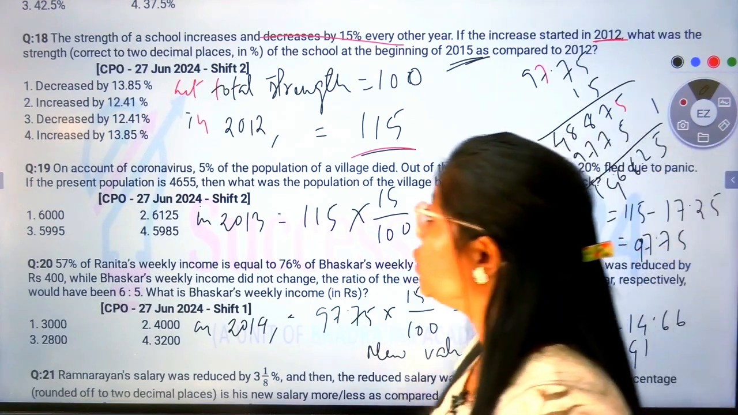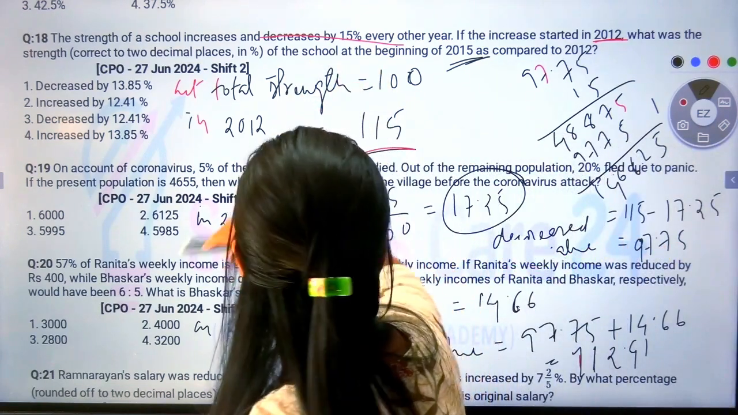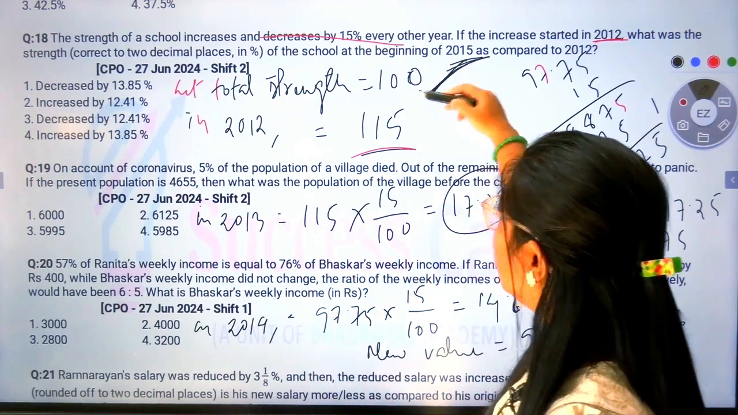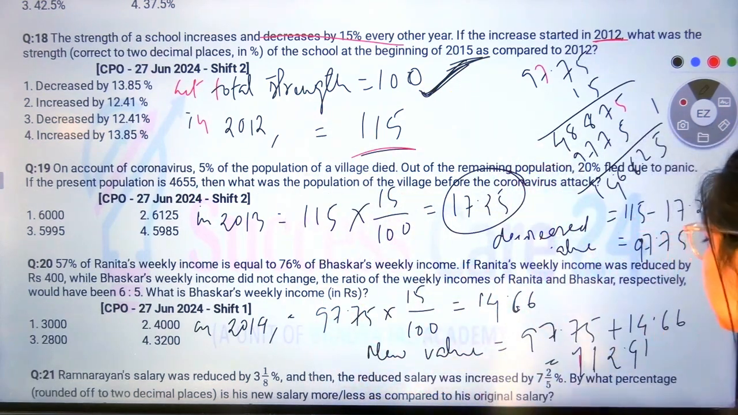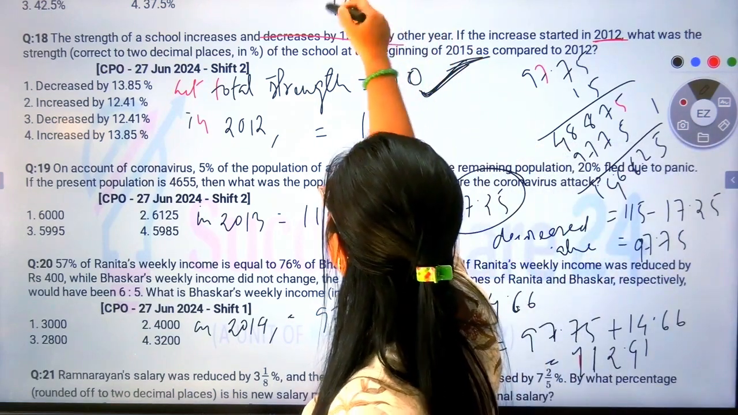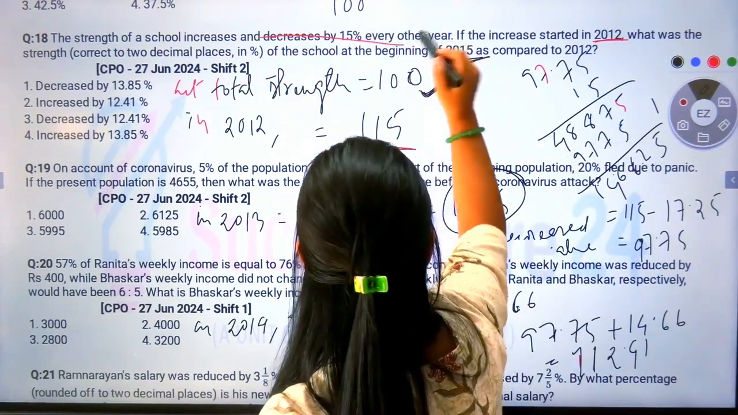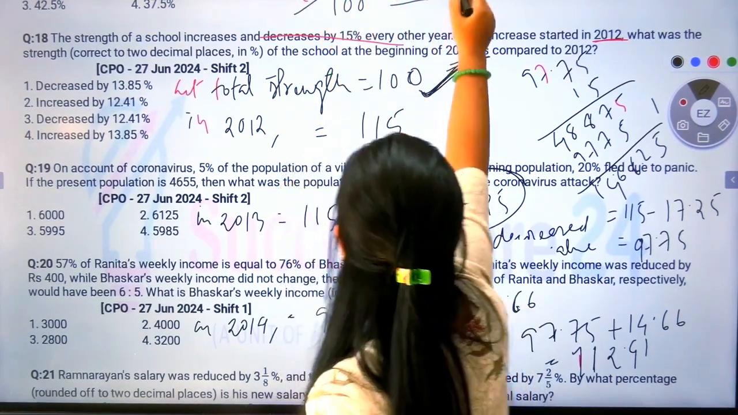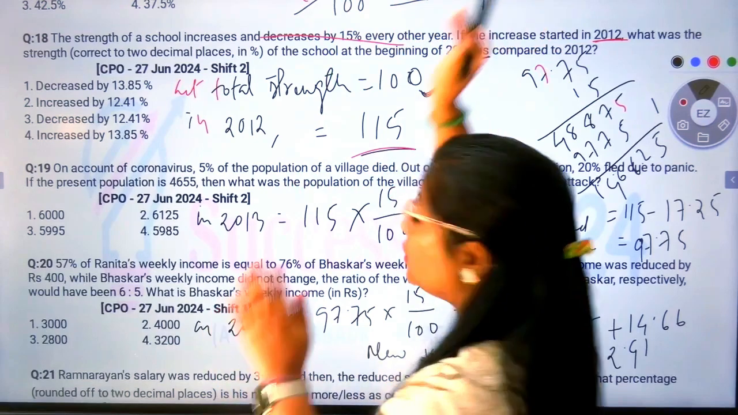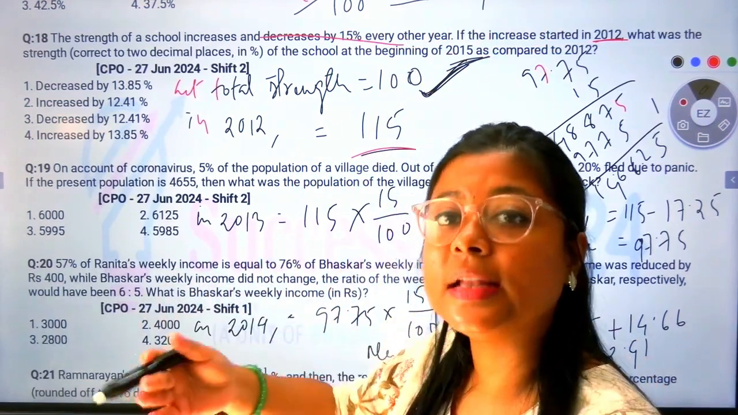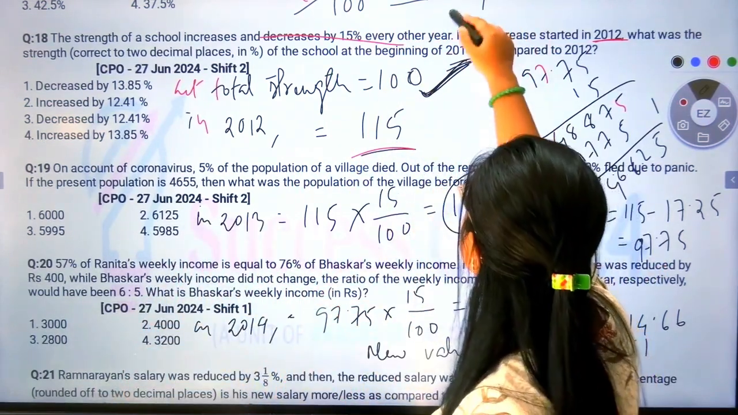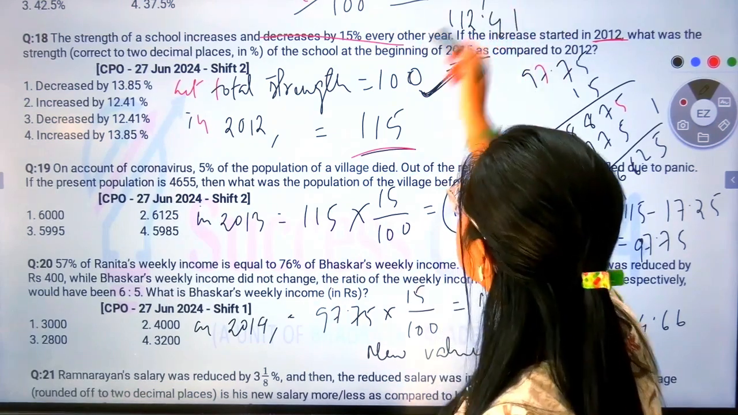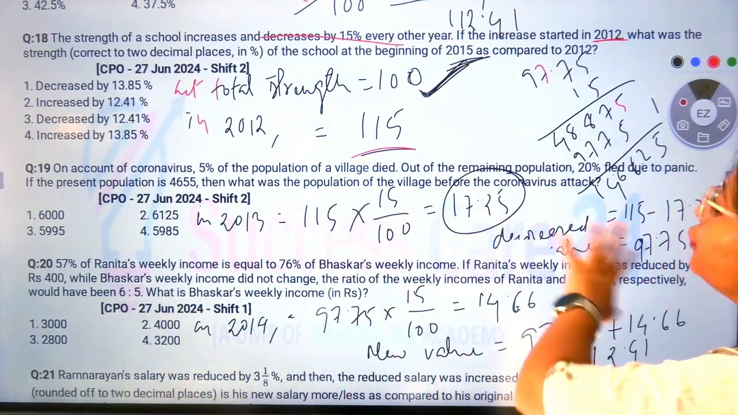So after 2014 your value is 112.41. That means you considered your total strength to be 100. So upon 100, the final value is increased by 12.41, because your initial value was 100 in 2012, and at the end of 2014, the beginning of 2015, it is 112.41. So how much increase? Upon 100, 12.41 increase.